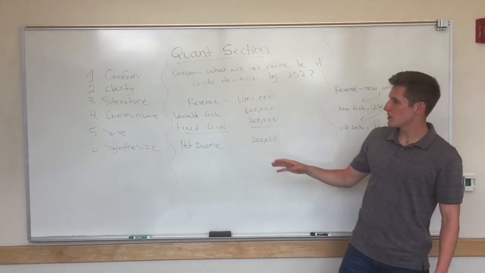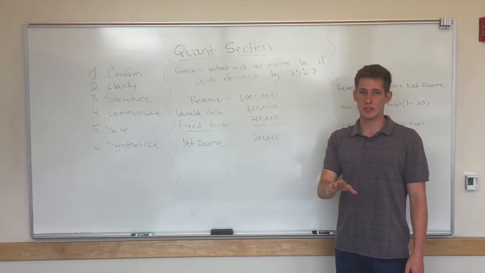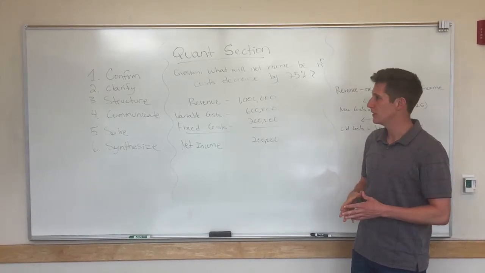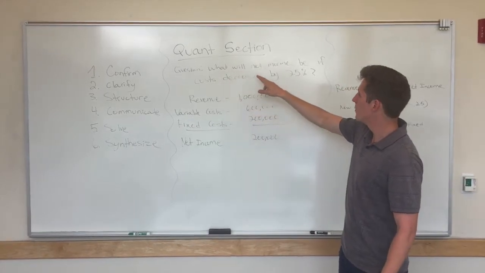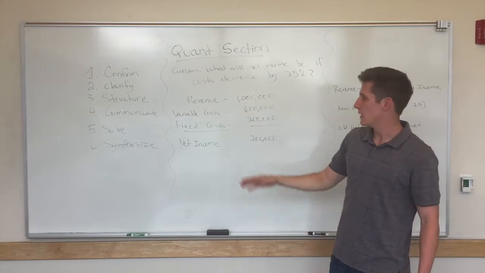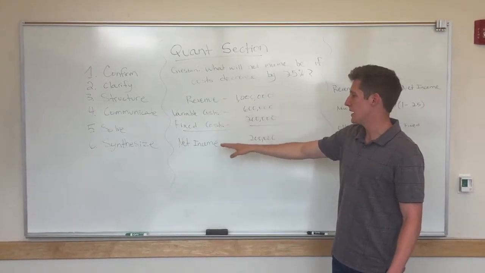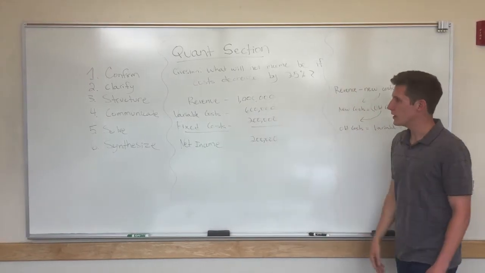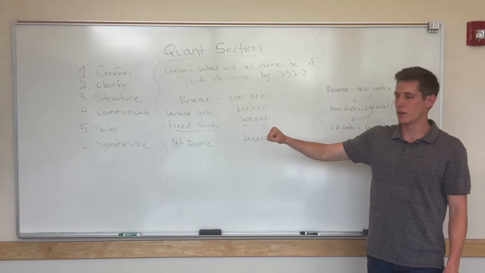Great, so we have those 6 steps here on the board, and I'm going to briefly walk you through a really simple example of how you would go through those 6 steps. So let's say that the question that the interviewer asked you is, what will be net income if costs decrease by 25%? And they give you this data right here. So they give you revenue, variable costs, fixed costs, and then what net income is. So let's walk through the 6 steps that you would go through in order to solve this problem.